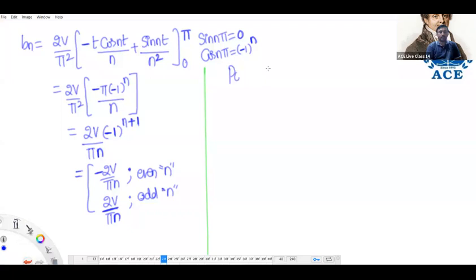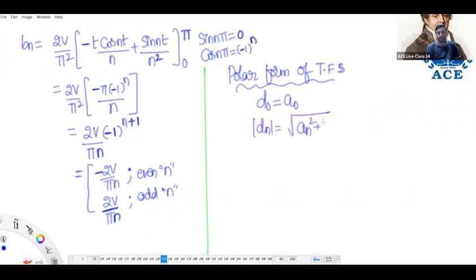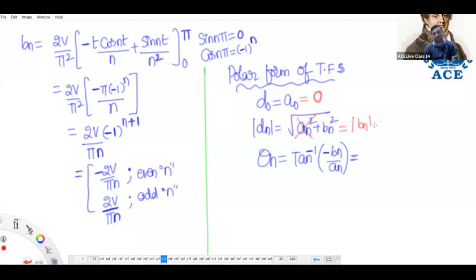Let us draw the polar form of the trigonometric series, where D naught equals A naught, mod Dn is root of An square plus Bn square, theta n is tan inverse of minus Bn by An. Of course, D naught is A naught, which in the question is 0. Mod Dn is simply modulus of Bn.